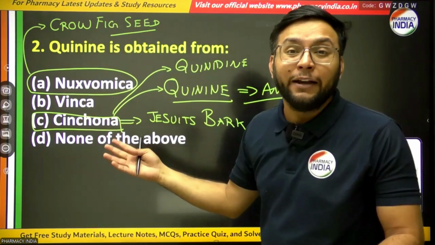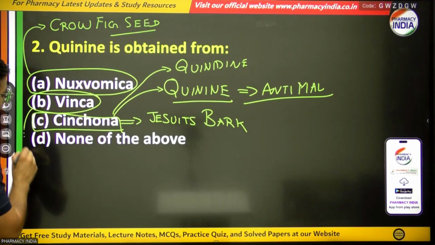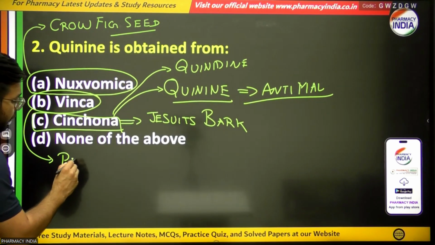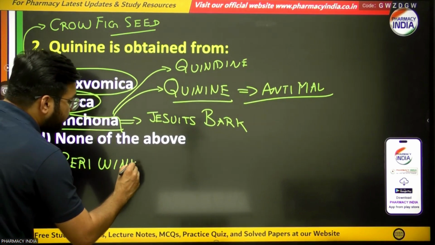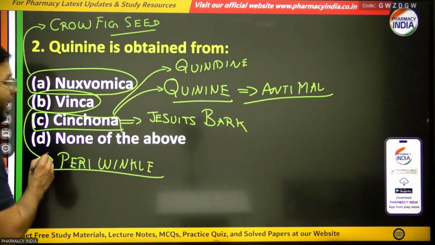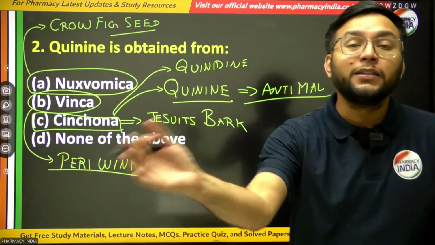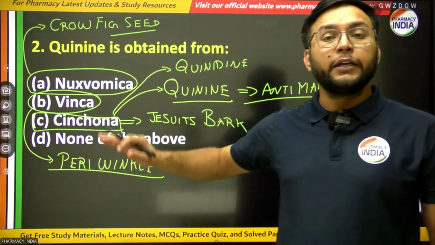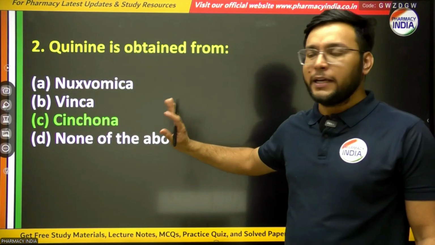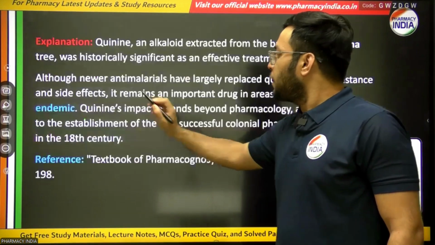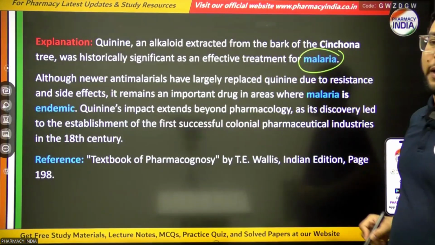Vinca is an anti-cancer. The synonym of vinca is periwinkle, or sadabahar. And from vinca we are getting vincristine and vinblastine, and it is used as an anti-cancer. Yes, so the correct answer is cinchona. These 2 points are also clear. So the answer is quinine; mainly it is used for malaria.